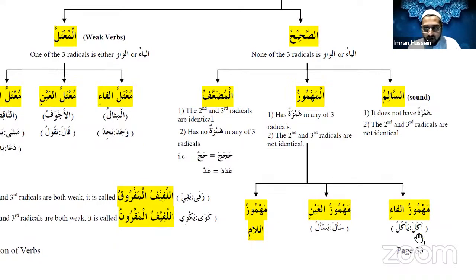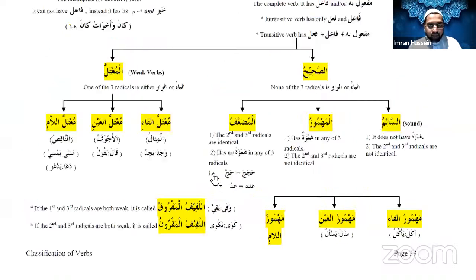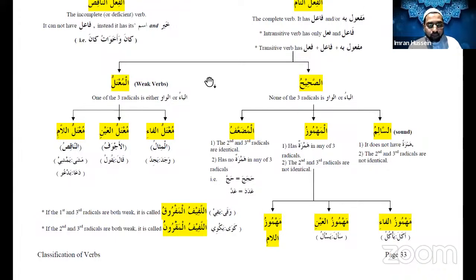So you will see this. There's mahmuz al-fa when there's a hamza in the beginning, mahmuz al-ain where there's a hamza in the middle, and mahmuz al-lam, as in qara'a, hamza at the end. Then we did mudha'af, which has no hamza but has two identical letters at the end: hajaja, hajja, adada, adda. Is that okay for everyone?